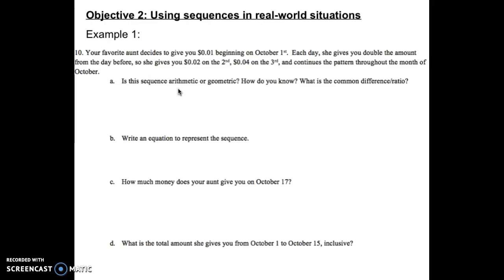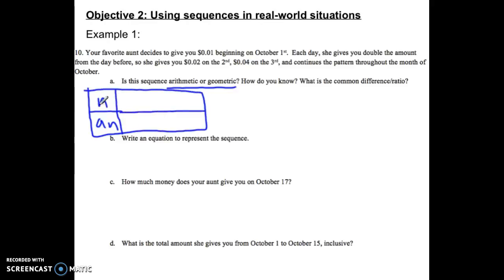So there's a couple different things. Again, to determine if it's arithmetic or geometric, this is a very important skill. It didn't necessarily give me a table or a sequence like it usually does. So that's what I'm first going to draw, is my table. I'm going to have n and a sub n, and I'm actually going to just box it in to make it look nice. So n and a sub n. And then the first term is 0.01.